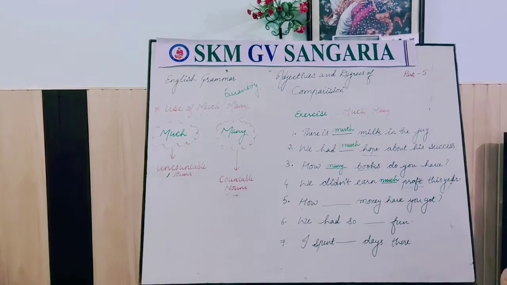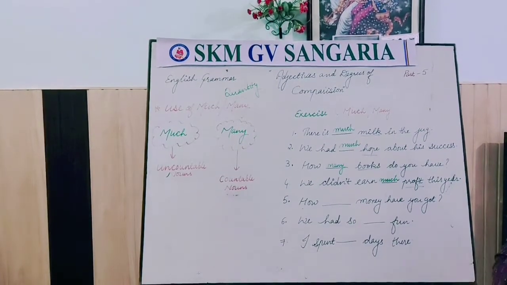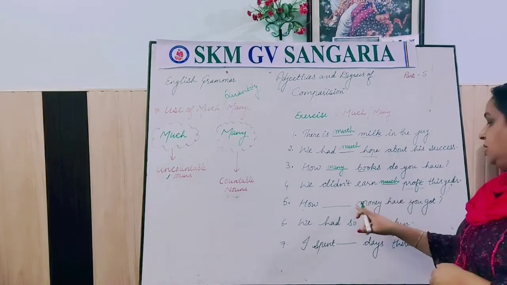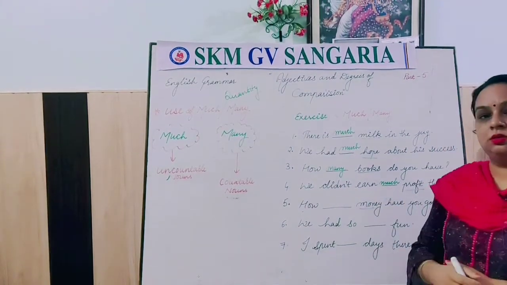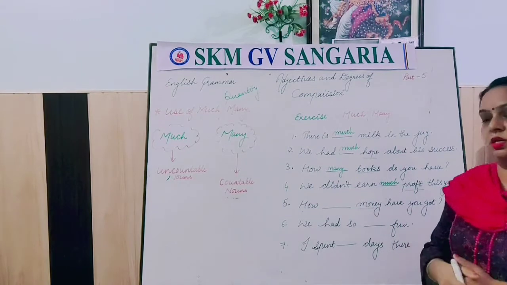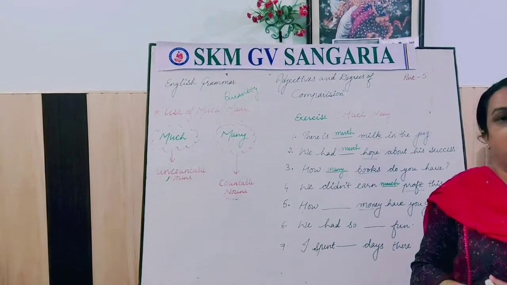Next is how dash money have you got? How dash money have you got? Money is countable or uncountable? It is uncountable.